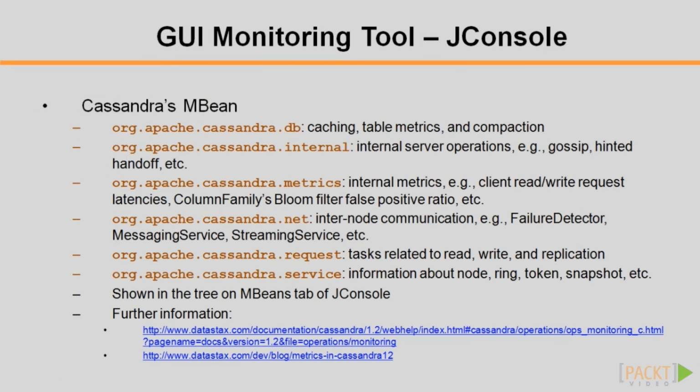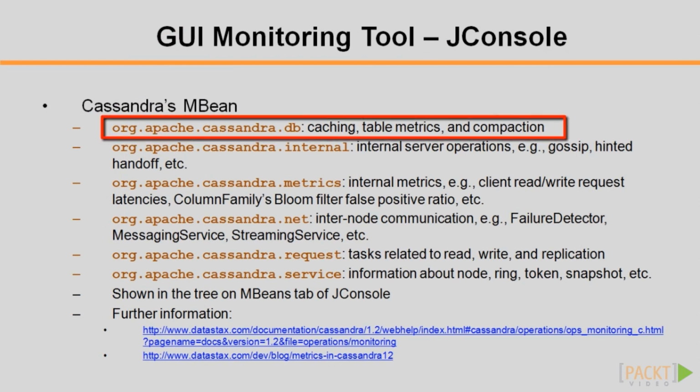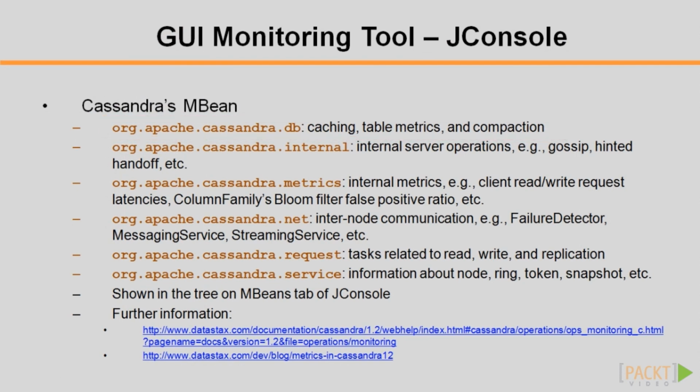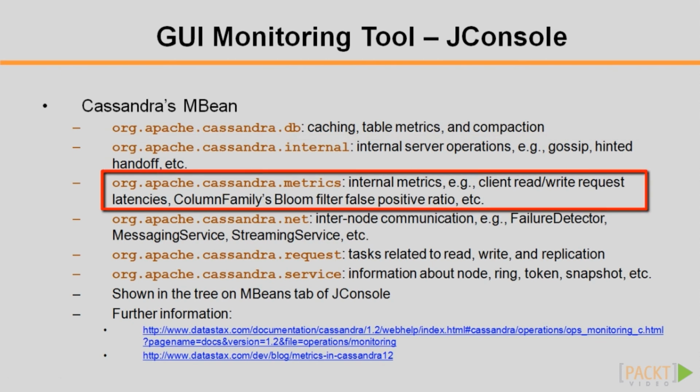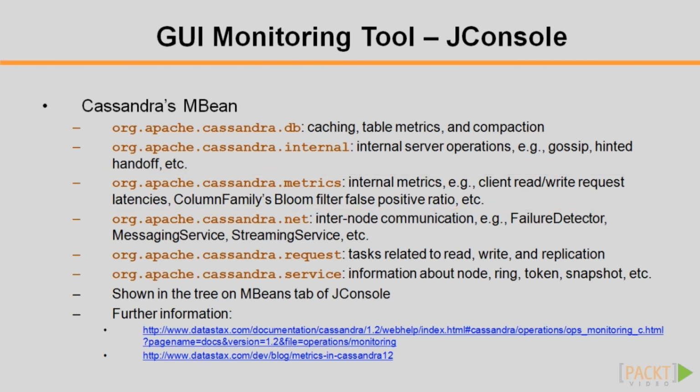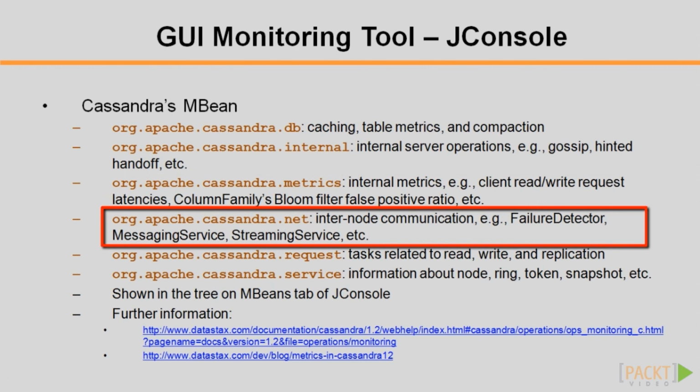Cassandra provides a few mbean packages to allow you to issue operations and monitor its metrics. The db package focuses on caching, table metrics, and compaction. Then the internal package for internal server operations such as gossip, hinted handoff. The metrics package provides internal metrics such as client read-write request latencies, column families Bloom filter false positive ratio, and so on. The net package is about internode communication.